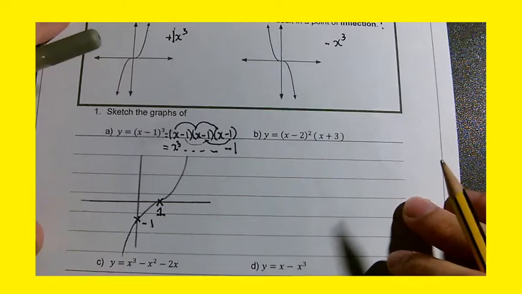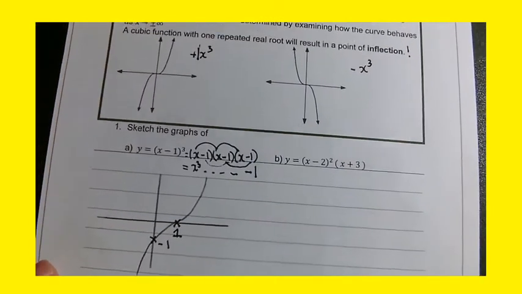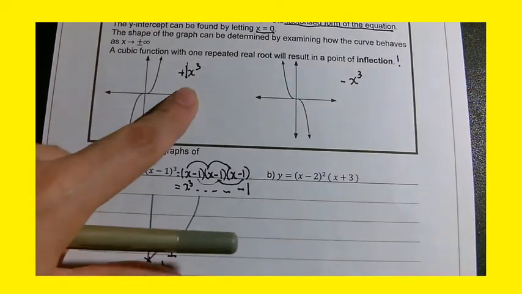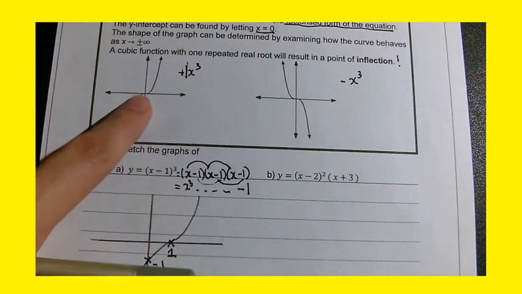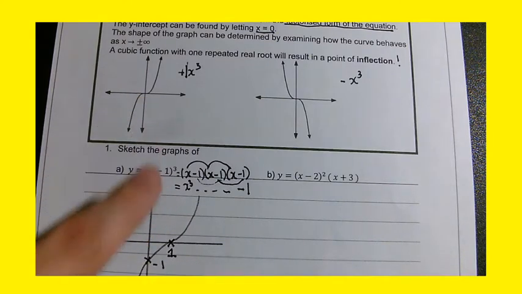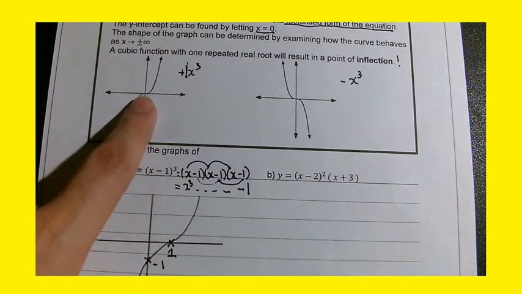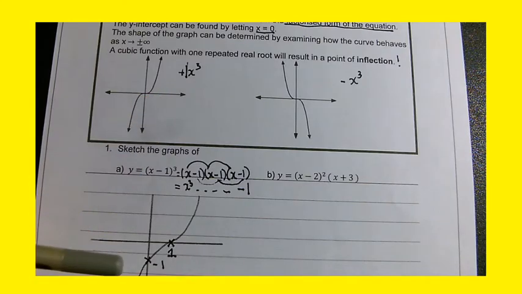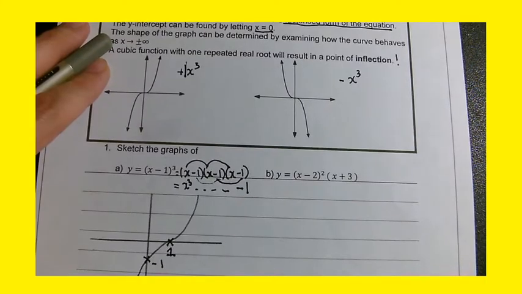So if you look at this, x minus 1 cubed, what's the difference between x cubed and x minus 1 cubed? Well, the x-intercept was 0, but now it's 1. So you can see it's been moved to the right by 1, or you'll see this in transformations later, it's been translated to the right by 1.